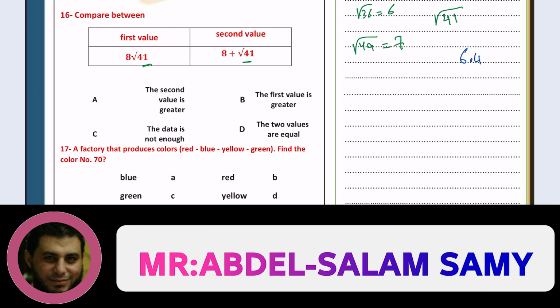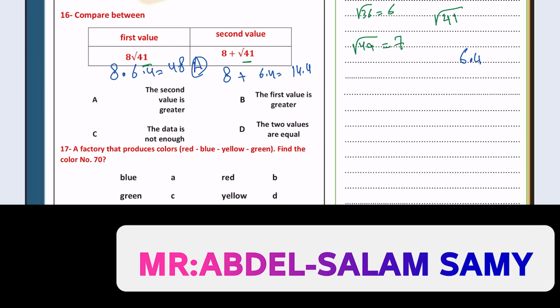Now, I can use it here. If I have 8 plus 6.4, it will be approximately 14.4. But here, if I have 8 multiply 6.4, it will be more than 48 because 6 by 8 is only 48. So the first value is more. And no need here to calculate exactly the amount of the first value. You can only estimate it. I need only to compare. I don't care this number equals what and this number equals what. I care which one is more.